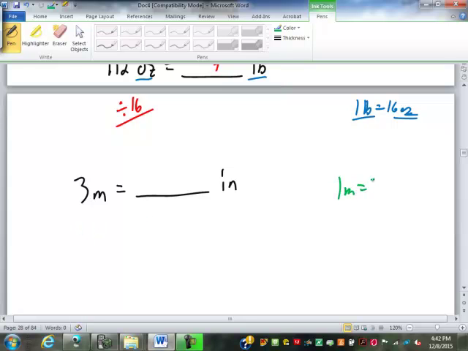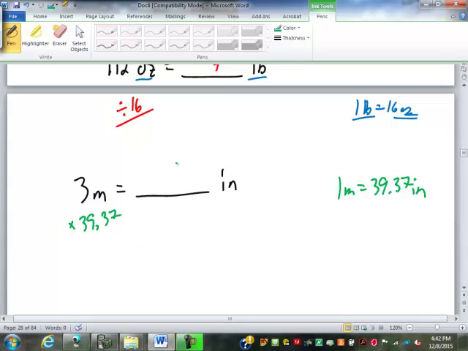1 meter is 39 point... Keep going. It's the very end of the measurement. There you go. 1 meter, 39 point what? 37. Okay. 39.37 sounds right to me. So 39.37. So it's just going to be multiply or divide? Multiply.